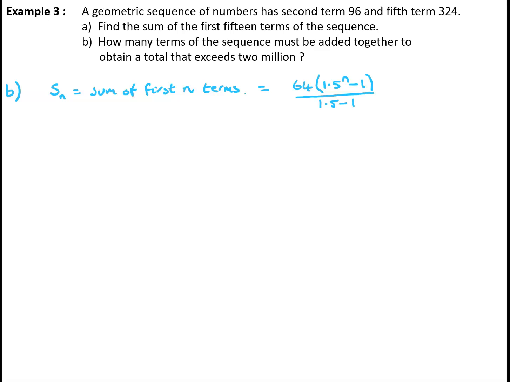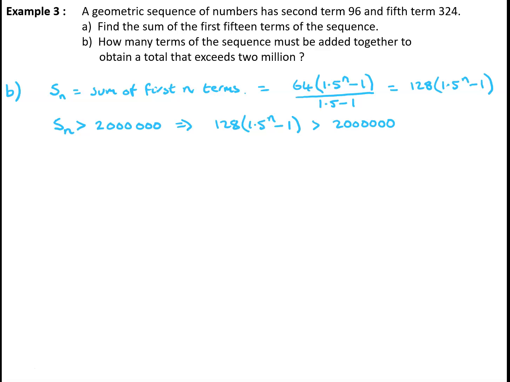For part B, if we let Sn be the sum of the first n terms, then we can write that Sn is the first term, 64, times 1.5 to the power n, take away 1, all divided by r minus 1, which is 1.5, take away 1. So I've got 64 over 0.5, which is the same thing as 128 lots of 1.5 to the n, take away 1. So we've got to try and find the value of n which gives me Sn being bigger than 2 million. In other words, we've got to solve the inequality.